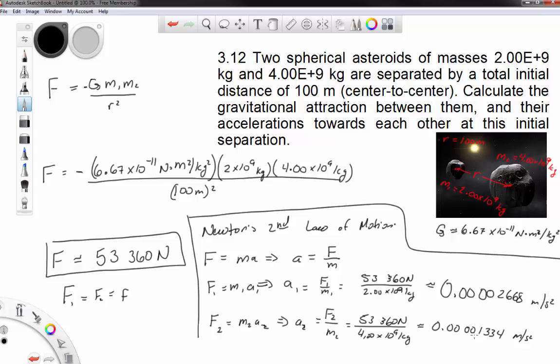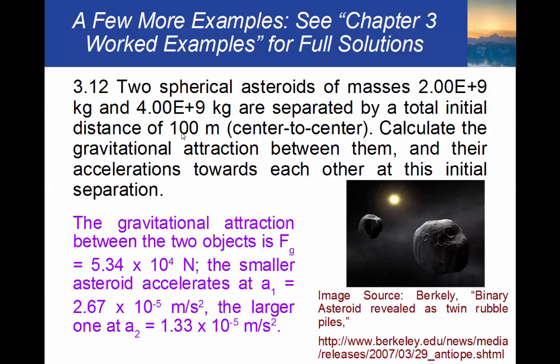And you should maybe count how many zeros there are to figure out scientific notation. This has 1, 2, 3, 4, 5. So this is actually going to be 2.668 times 10 to the minus 5 and 1.334 times 10 to the minus 5 meters per second squared.